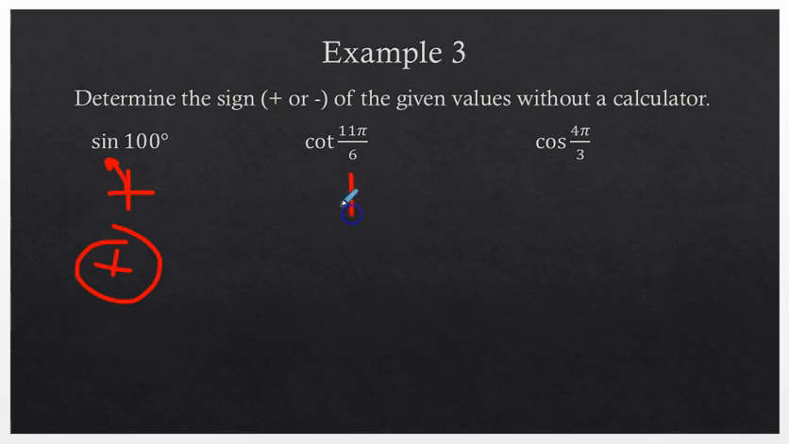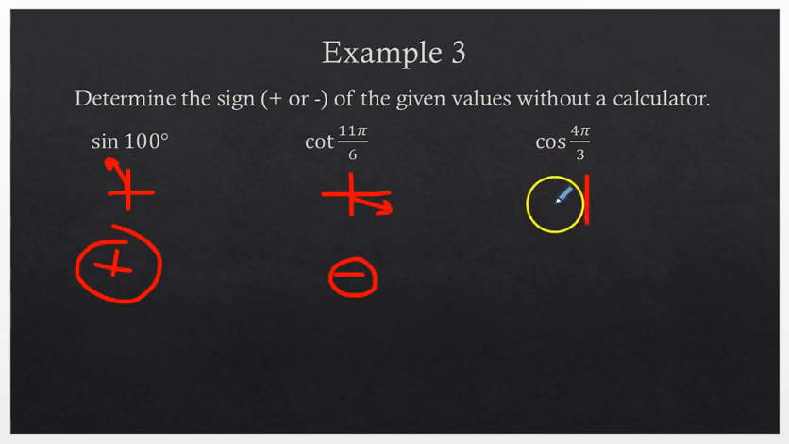11 pi over 6, if you are looking at your unit circle, this one is really close to 2 pi. It's just underneath it, so it's down here in the fourth quadrant. And this was all students take calculus, so cosine is positive here. C was standing for cosine, but cotangent is negative in that section. And again, you can also see that by looking back at the diagram I had drawn for you guys.